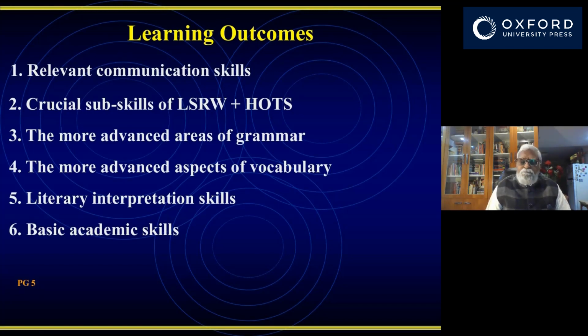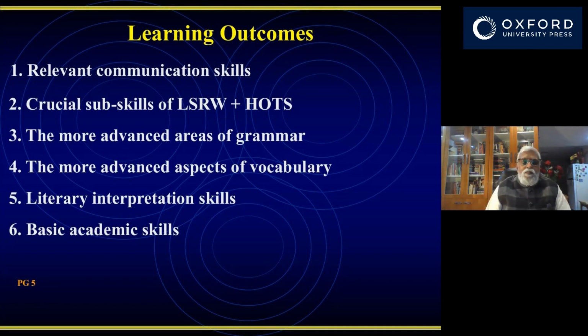2. Learners display evidence of having acquired crucial sub-skills of listening, speaking, reading, and writing while applying them in classroom transactions and real-life situations. They will exhibit proof of having assimilated the rudiments of higher-order thinking skills, or what we commonly refer to as HOTS.